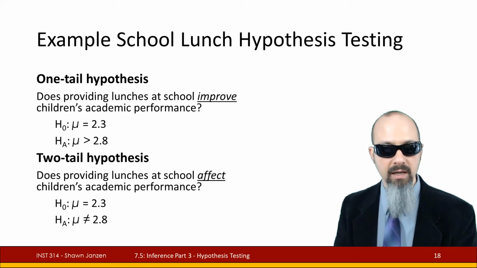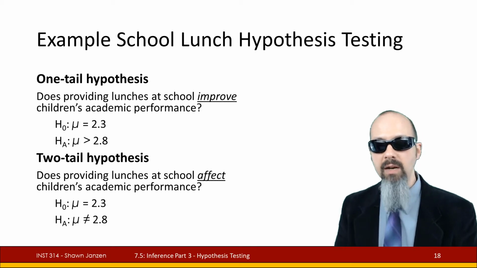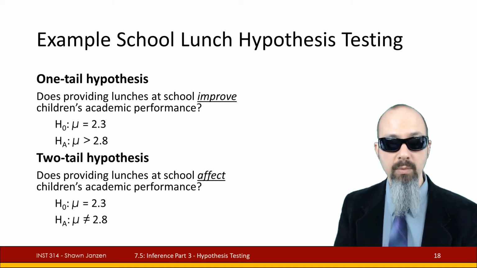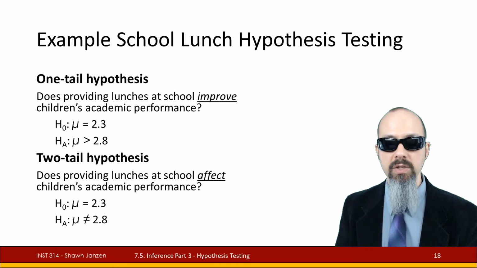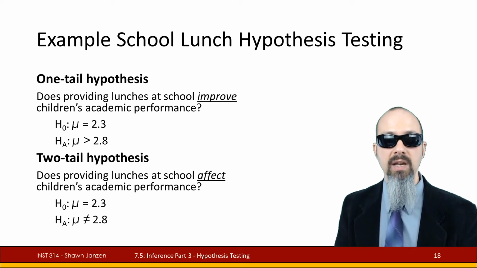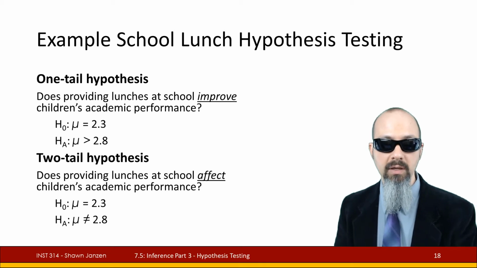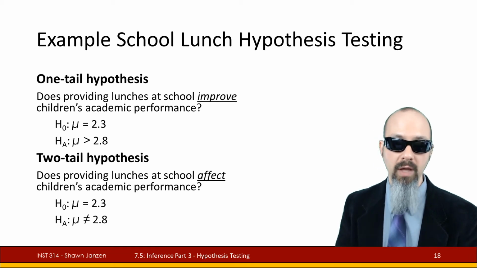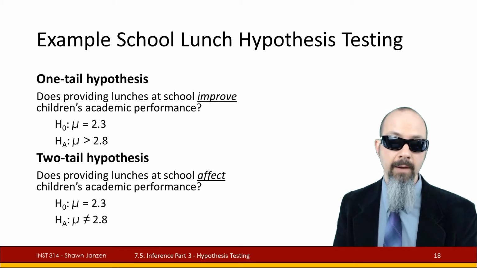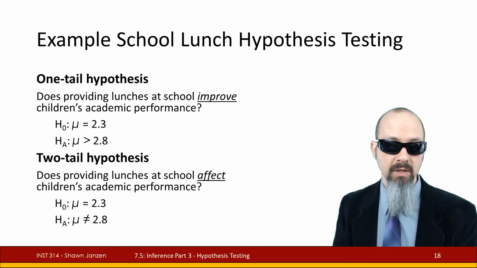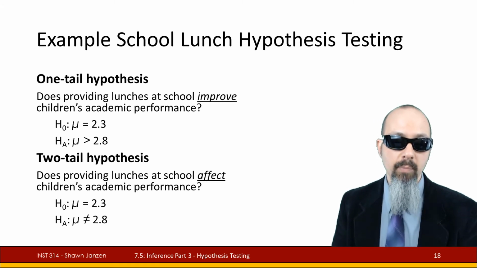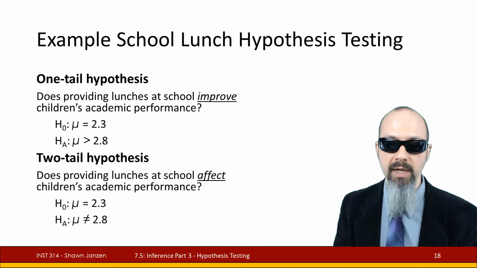And so the two-tail might say, is there simply an effect? If we had a sample mean of 2.3 and a statistic that we thought might be 2.8, we just want to know, does it have an effect? Is it higher or lower? We would change that greater than sign to a not equal sign, because we could be looking for an effect that's larger or below, because maybe providing school lunches decreases academic performance. Most researchers would say otherwise, but in a two-tail, we would be looking for both directions.